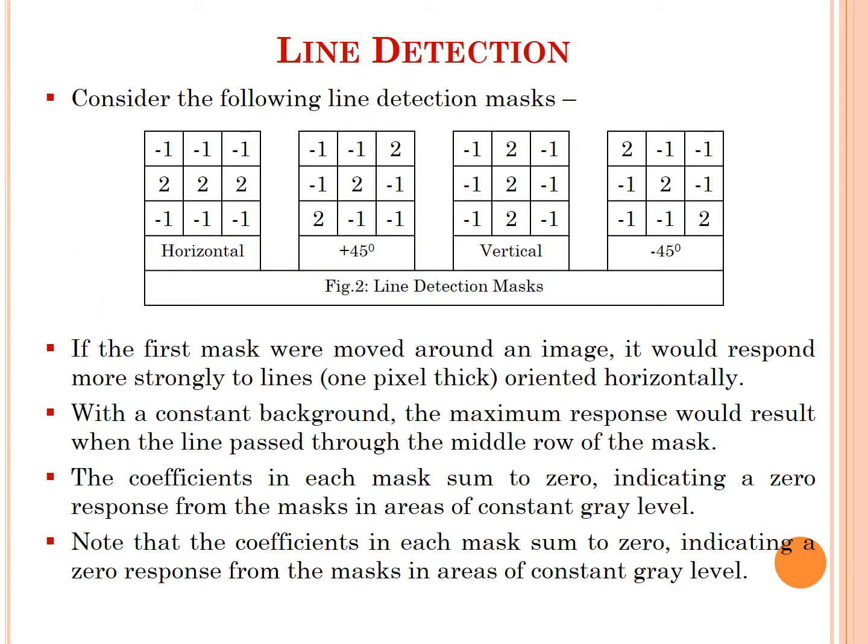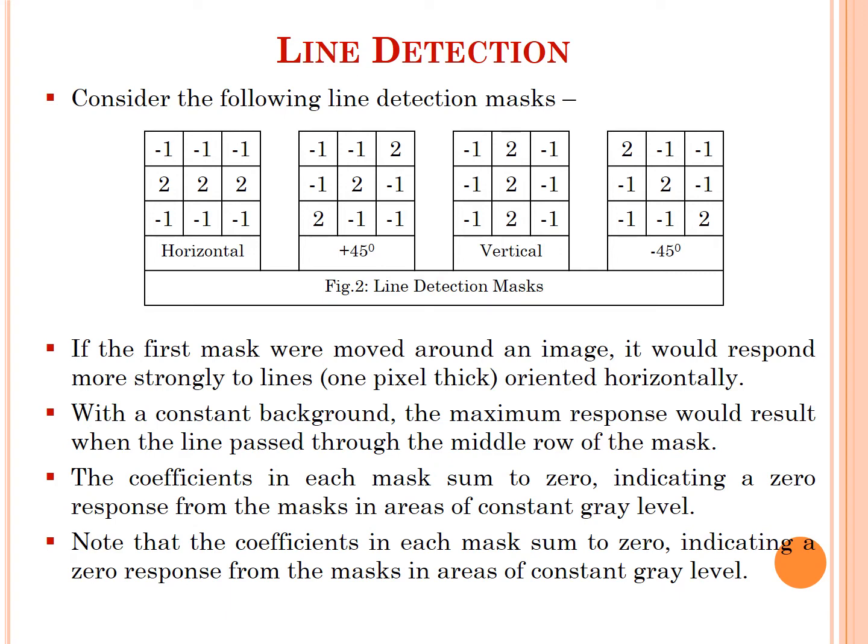The line detection. Consider the following line detection masks. Here, the first mask is for the line which is oriented horizontally. Second is for the line which is oriented towards plus 45 degree angle. The next is for vertical line, and the fourth one is for the line which is oriented towards minus 45 degree.